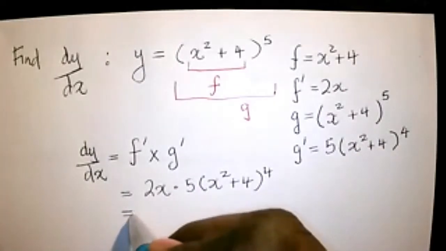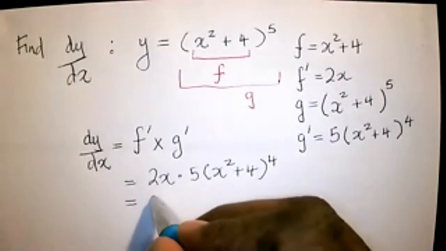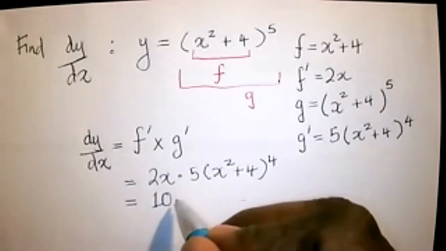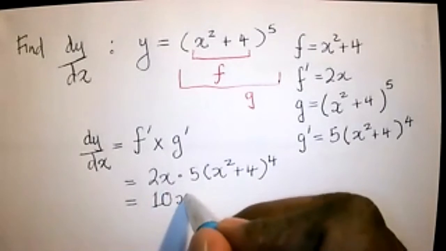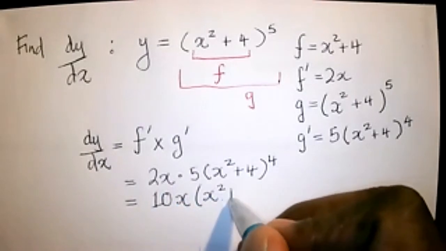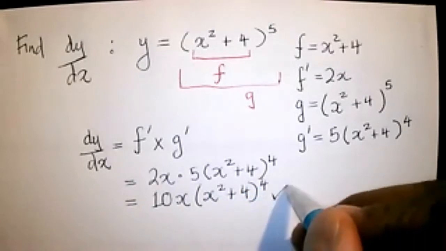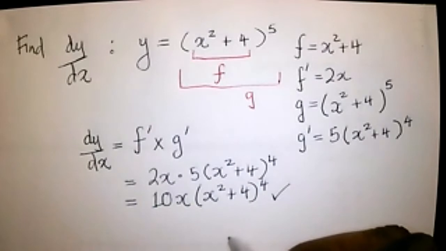So if we simplify this, that gives us what? 2 times 5 is 10. So we got a 10 there. And then we mustn't forget the x. And then we have the bracket x squared plus 4, and again to the power 4. And that is our derivative.